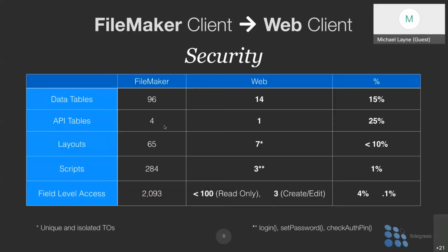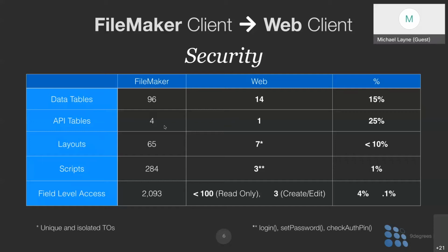I do want to talk about security for a minute, because this presentation and doing these web technologies with the Data API really gave me a whole new appreciation for FileMaker's security model. The ability to have such granular security on tables and fields is huge for this. So in this particular solution, you see in the FileMaker column, this solution has 96 tables. 14 of the tables are exposed to the web.